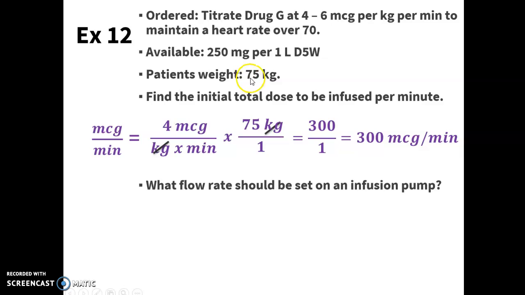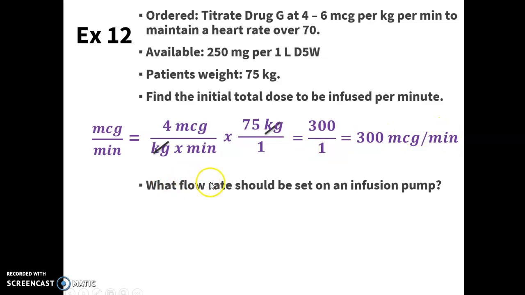Now, down the hallway, let's say you have a 115 kilogram patient, they're not going to have the same initial dose. Yes, they'll start at 4 microgram per kilogram per minute, but it's not going to be the 300 microgram per minute like our 75 kilogram patient is. Okay, so this one is weight-based. Be careful with that. All right, so we got part A. The initial total dose to be infused per minute is 300 micrograms every minute.